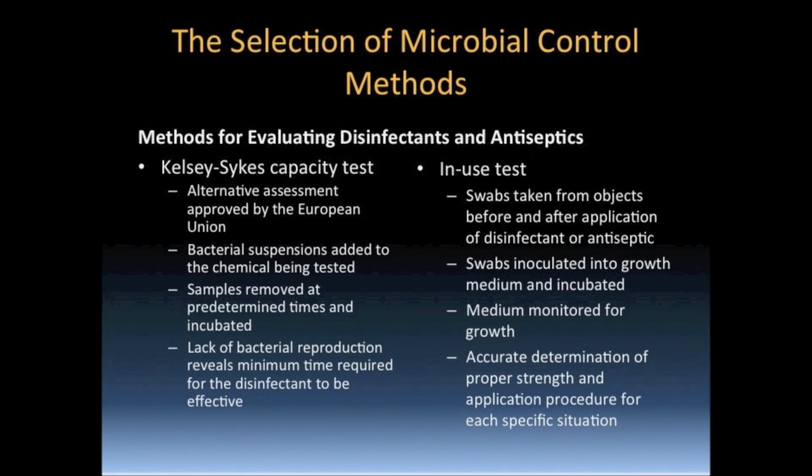The last method, known as the in-use test, is probably the most accurate of these techniques in regards to determining which disinfectant or antiseptic should be used in a real scenario. The in-use test requires that swabs be taken from objects before and after the disinfectant or antiseptic is employed. The swabs are inoculated on media, and then growth is examined following incubation to determine the efficacy of the agent used. Again, this method is not set against standardized conditions, but rather allows for an accurate assessment of the effectiveness of an antimicrobial agent in a specific situation.